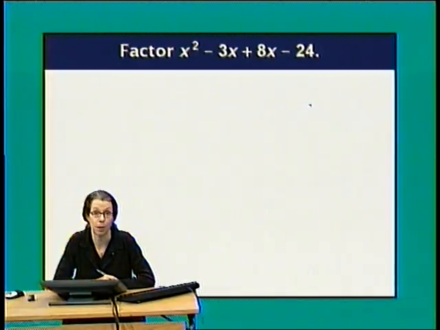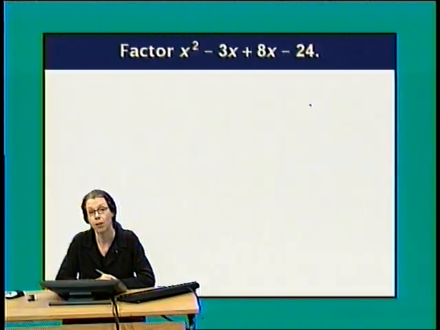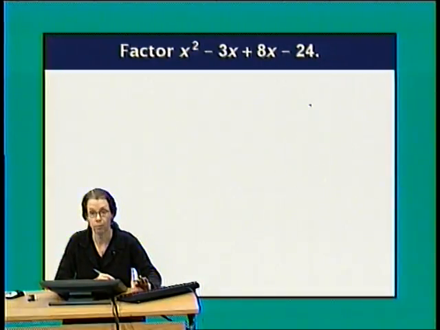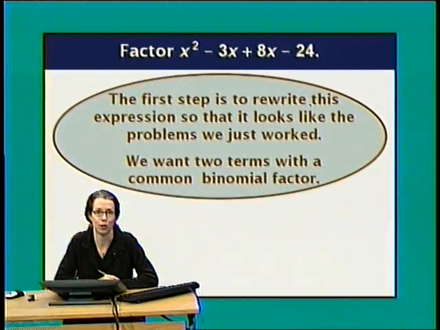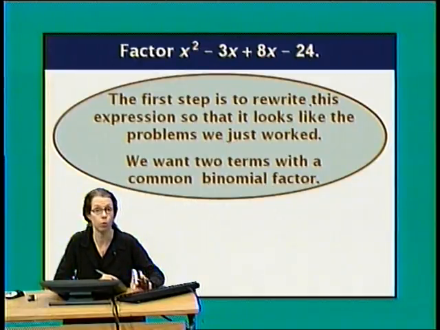So now I have something different. And it's this problem that's going to lead us into a nice trick for factoring trinomials. I have 4 terms here. Now the first step in this factorization problem is to rewrite this expression so it looks like the problems we just worked. In all of those problems we started off with 2 terms with a common binomial factor. And this is where we actually factor by grouping.